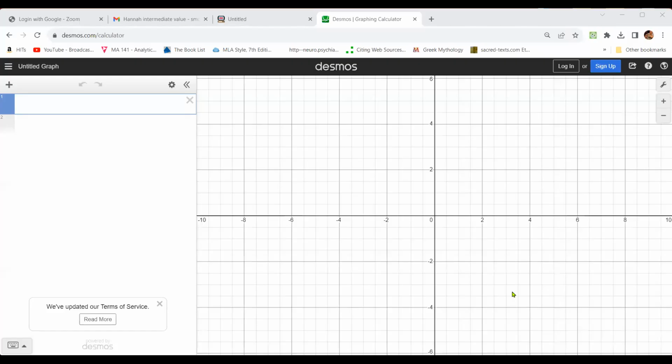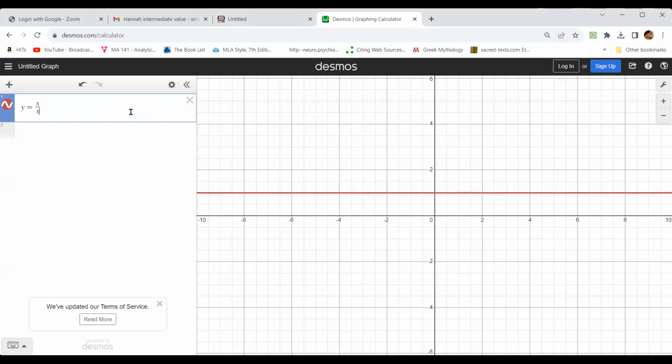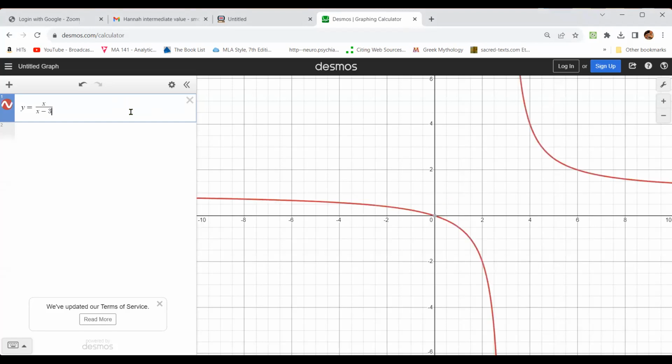So remember, I told you, whenever you're doing an intermediate value theorem problem, you have to see if the conditions apply first. So here we have a function, and I'm going to use y rather than f of x, because Desmos likes y's. x over x minus 3. There it is.